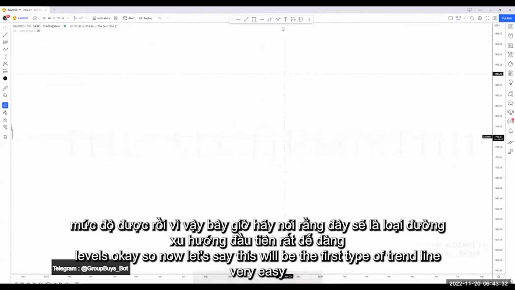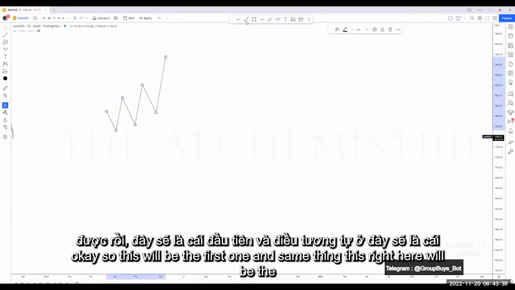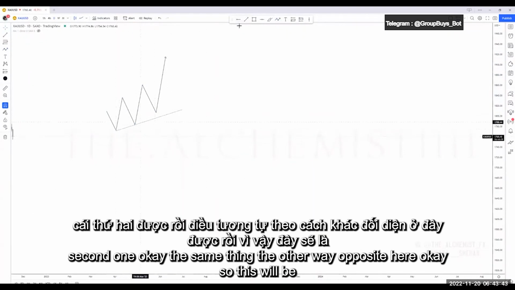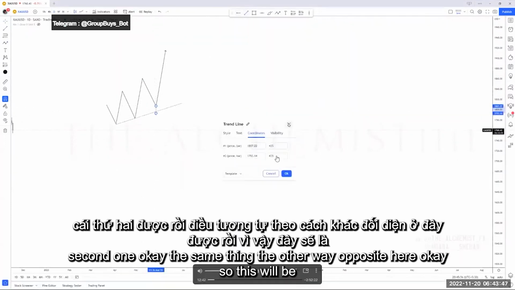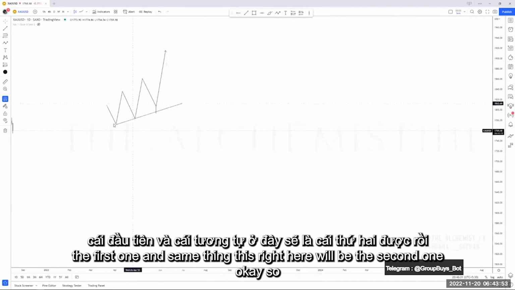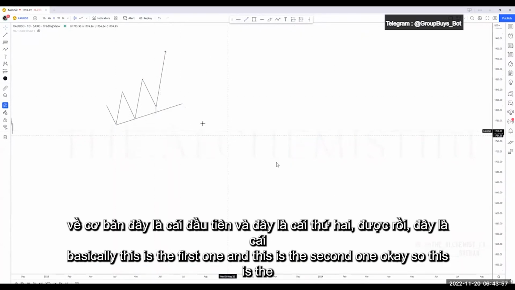So let's say this will be the first type of trend line, very easy, like this. First touch, second touch, and the third touch will be our entry point. We call this an outer trend line, something like this. So first touch, second touch, and the third touch will be our entry. So this will be the first one.